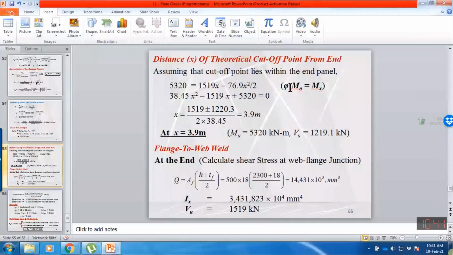In this equation, this will be a quadratic equation in terms of x because I am bringing the x to the other side or dividing this equation by 2. So this equation will have two roots. One root will be 3.9. It means that 3.9 is the location at which the applied moment is equal to 5320, which is exactly equal to the capacity of the plate girder with half flange area.